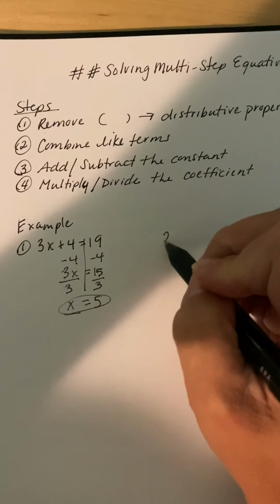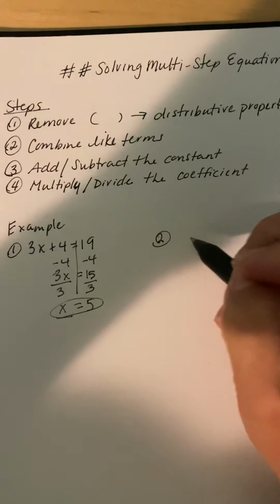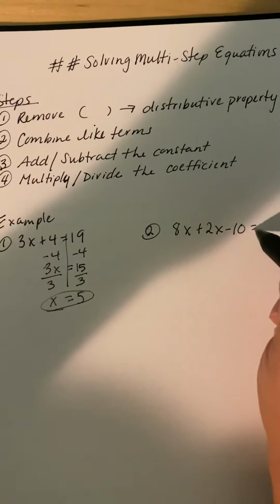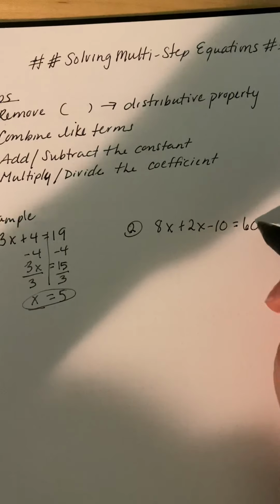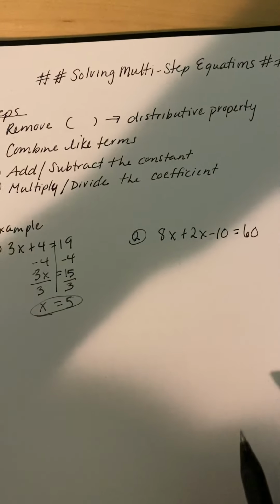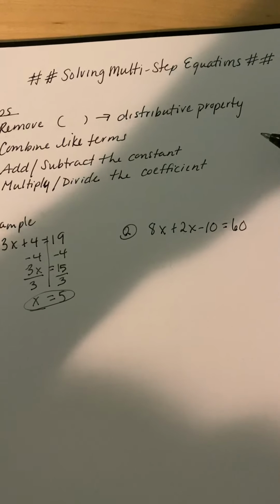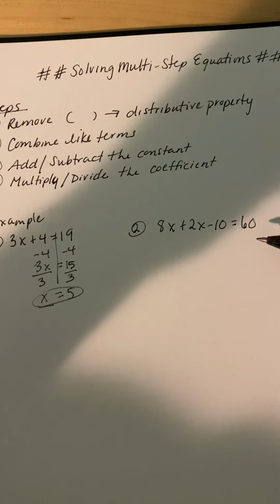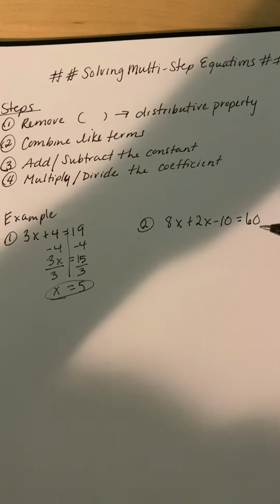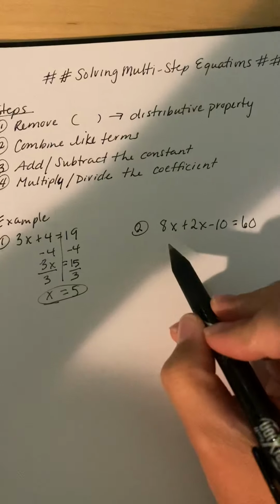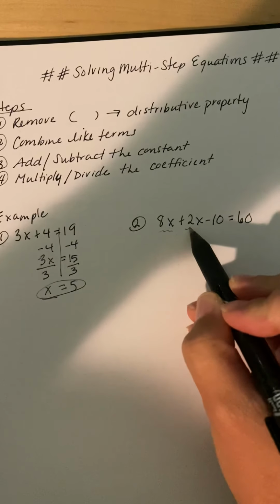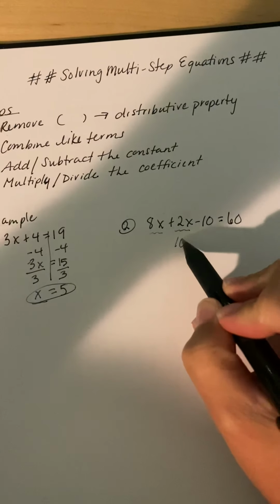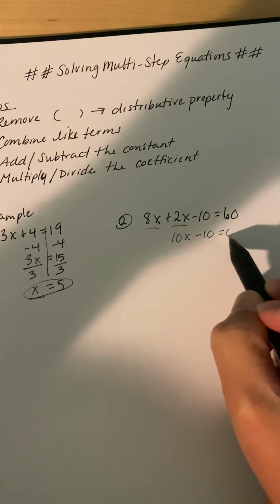So let's go on to number 2. Number 2 will be 8x plus 2x minus 10 equals 60. For this one, we want to look at our steps: remove parentheses by using the distributive property. We don't have any parentheses, so we're going to go with combining like terms. And we do have some terms to combine here. We've got an 8x plus a 2x, and the 8x plus a 2x gives us 10x minus 10 equals 60.